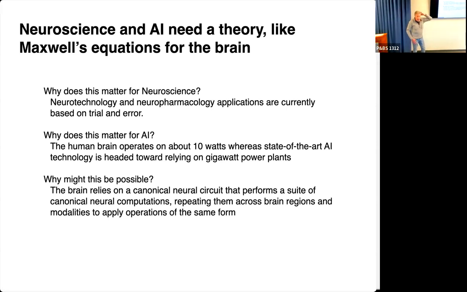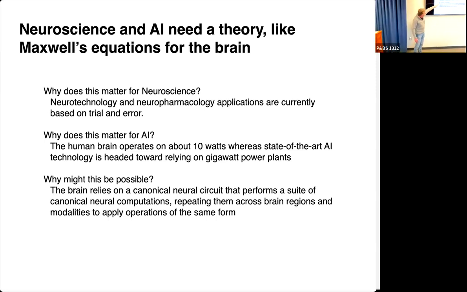The human brain operates on 10 watts. Sam Altman is building gigawatt power plants to power his AI systems. And we all know that the development of AI over the last decade, there's some cool insights, but a lot of it has been thousands of people coding and tweaking and just trial and error. All right. So let's move beyond trial and error.